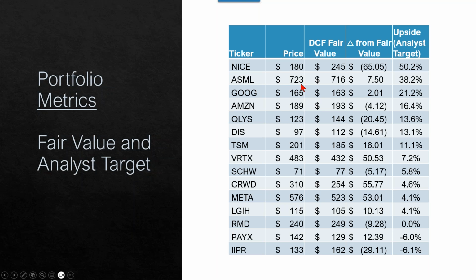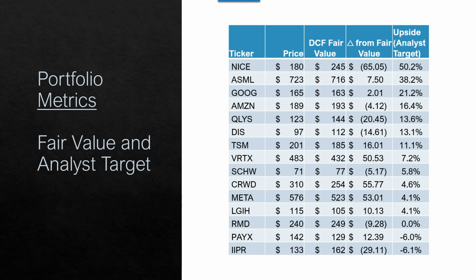ASML's price right now is 723. The fair value discounted cash flow is 716. So it's actually overpriced by $7.50. And did you say it was 1100 before? Yes, it was.